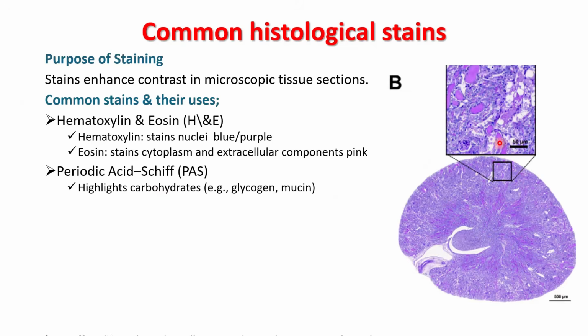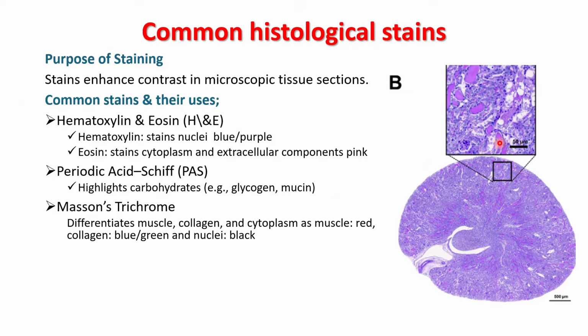in that tissue. Other stains that we can have, remember, you can have Masson's trichrome. This Masson's trichrome stain enables the differentiation between muscle, collagen, and even cytoplasm that is present in various tissues. So muscles will stain red, collagen will stain blue, and the nuclei will stain dark black in color.